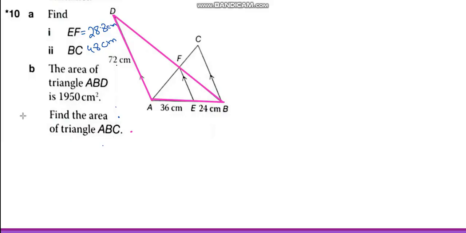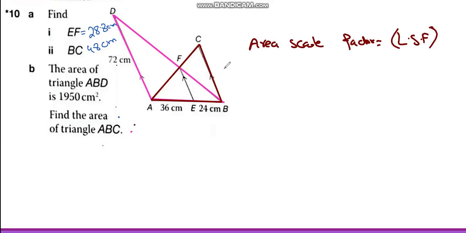ABC is the other triangle, this one. So as the parallel lines are giving us the similar triangles, as these two triangles are similar because their corresponding sides ratio is same, so we can write the area scale factor first. Means first we have to find the area scale factor. So before finding the linear scale factor, I can first mention that this side length is 48 as we found in our previous part, and also the EF was 28.8.